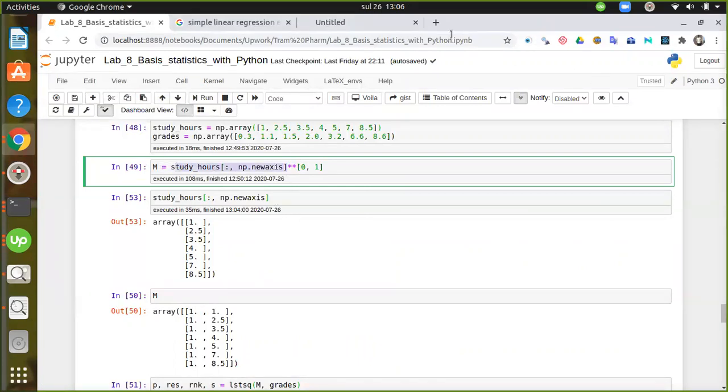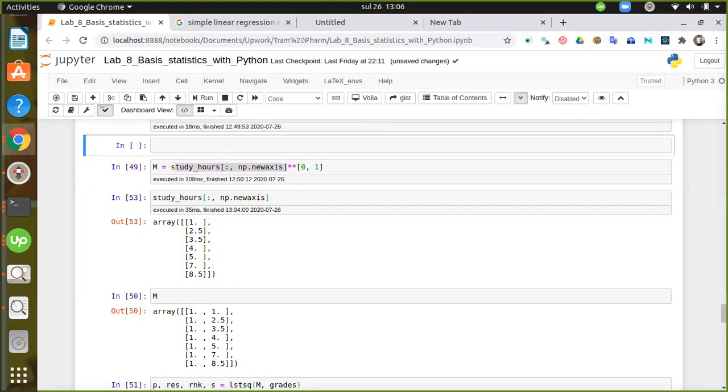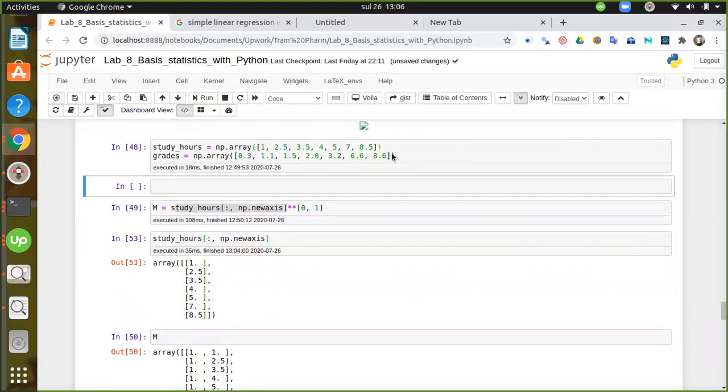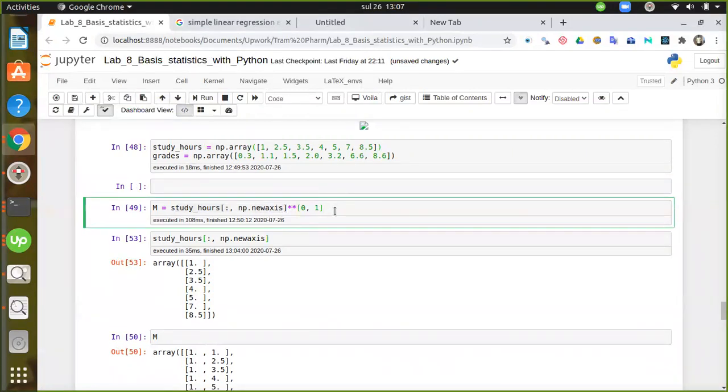Okay, so if, for example, 1 times 0, it should appear to be 0, right? You see? For example, the study hours, the first value is 1. So if 1 times 0, it should appear to be 0, right? I don't understand what you say. I understand what they are trying to do, but it's not me who wrote this piece of code. So it is a bit hard for me to explain you.